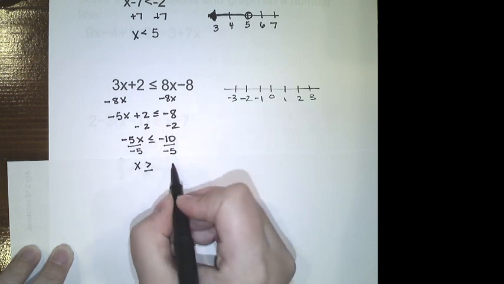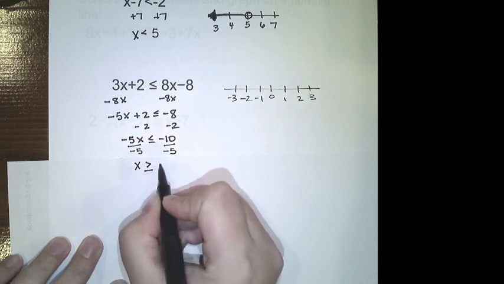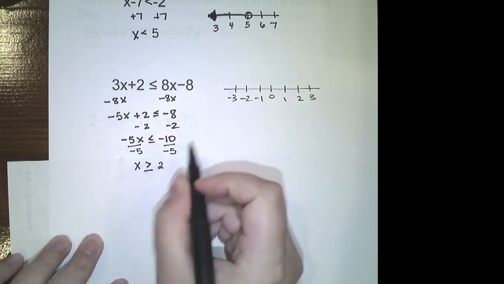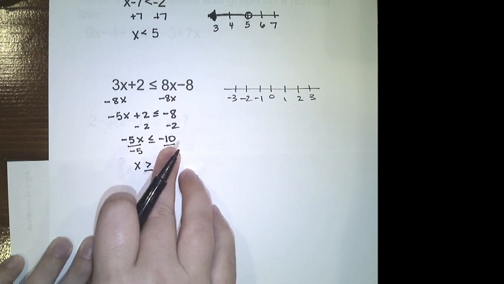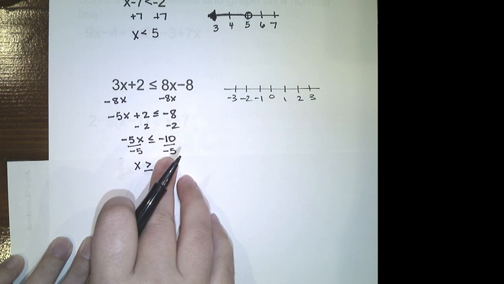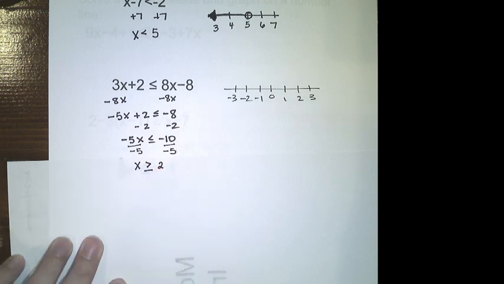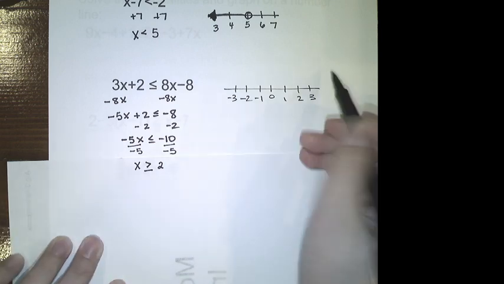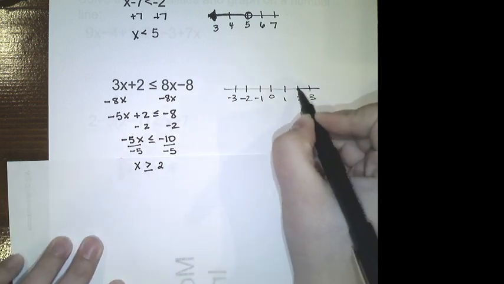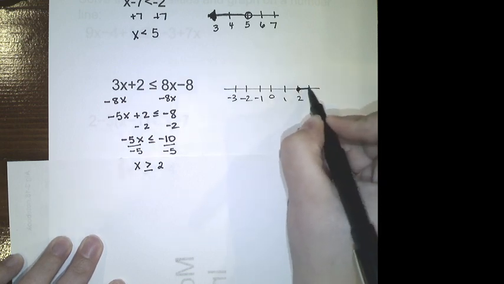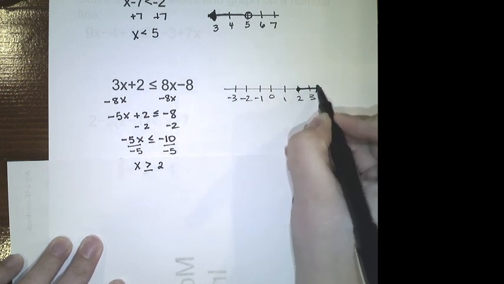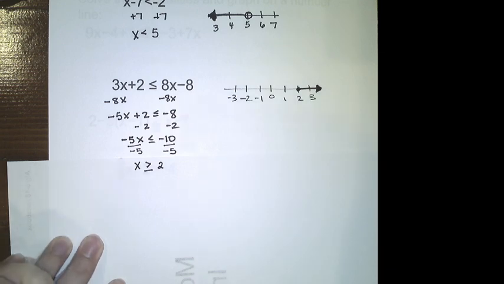Negative 10 divided by negative 5 is going to be a positive 2. It doesn't matter if the numerator is negative, that works every time. But if we are dividing by a negative, that's when we have to flip the direction of our inequality. So when we put our closed circle at 2, our x's are going to be in the positive direction.